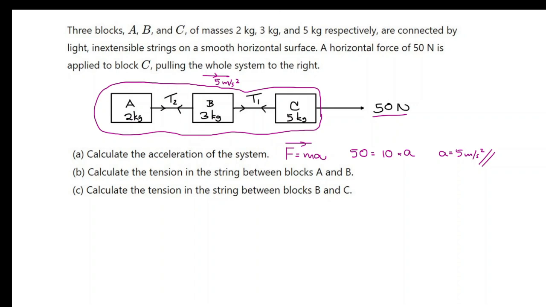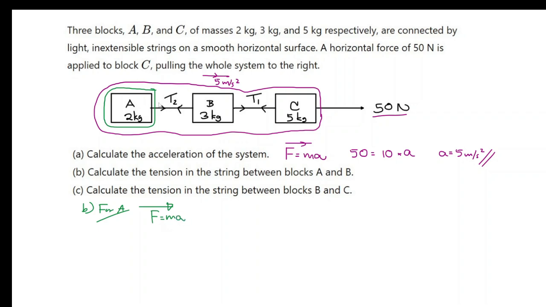Part B. Calculate the tension in the string between blocks A and B. Oh, this is T2. Now, to do this, I need to consider this object only. So I'm using different colors to show this. So here's the system. Now, for mass A, I'm going to write F equals ma again to the right.